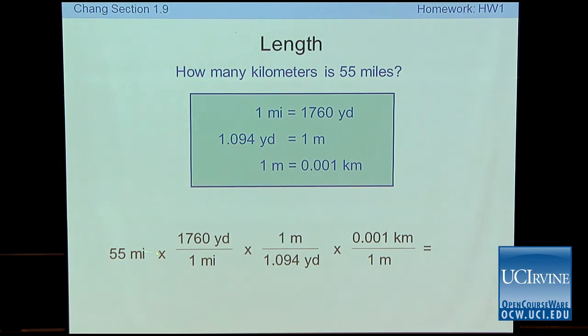So we perform this calculation. 55 times this, divided by this, and then multiplied by this number here, equals 88. Two significant figures. The calculation is complete.